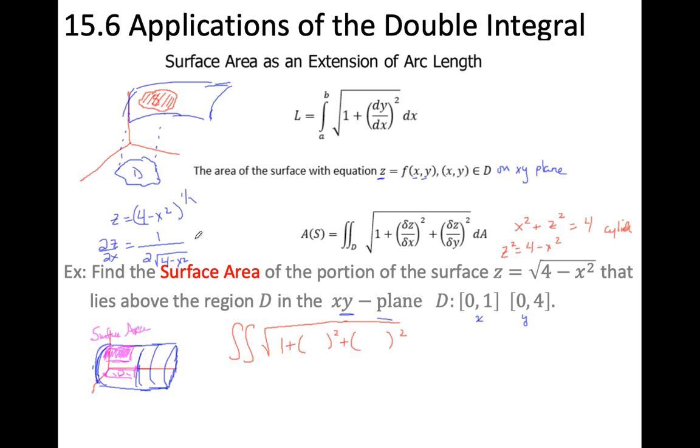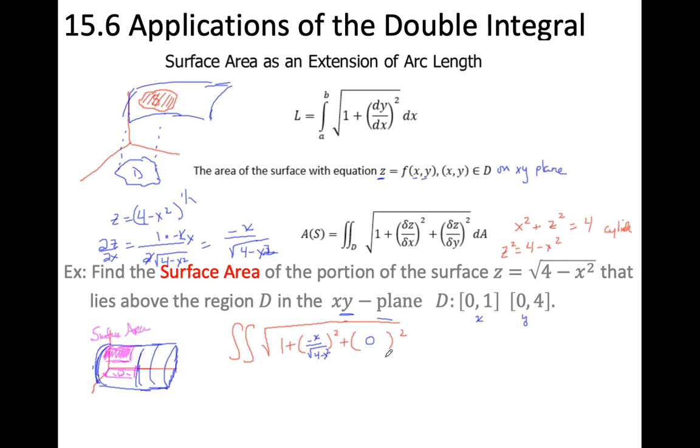Don't forget the chain rule. So the 2's are going to go away, and I'm left with negative x over the square root of 4 minus x squared. So that's going to go in here. And then what's partial z, partial y? 0, right? Because there is no y, so that's just 0.